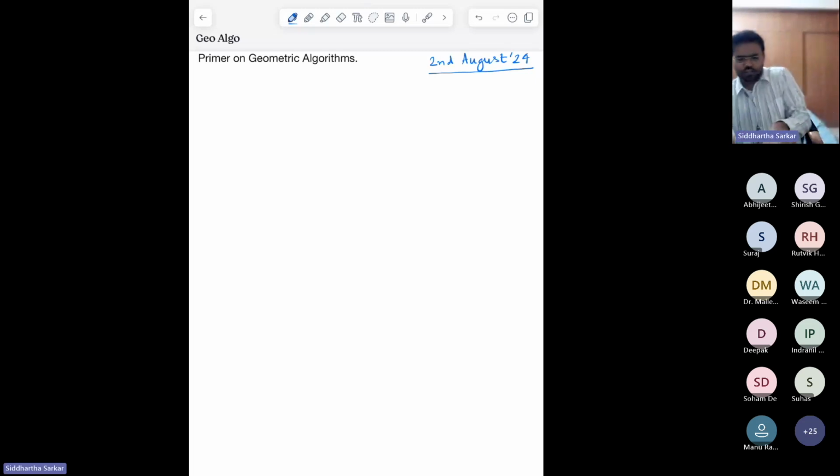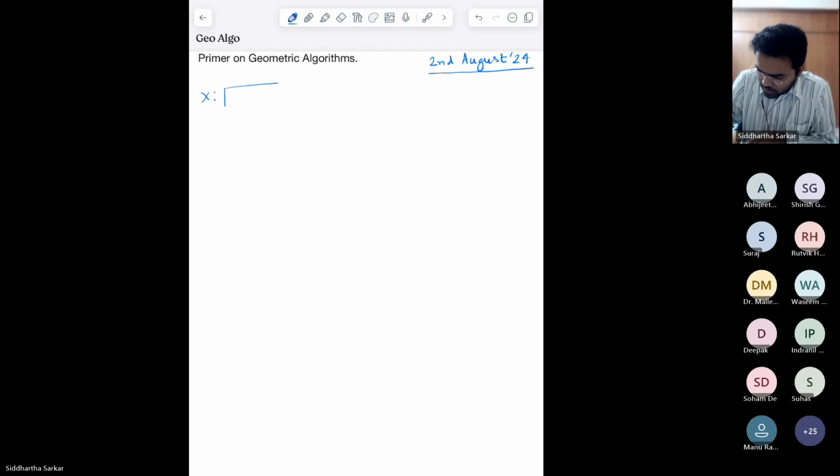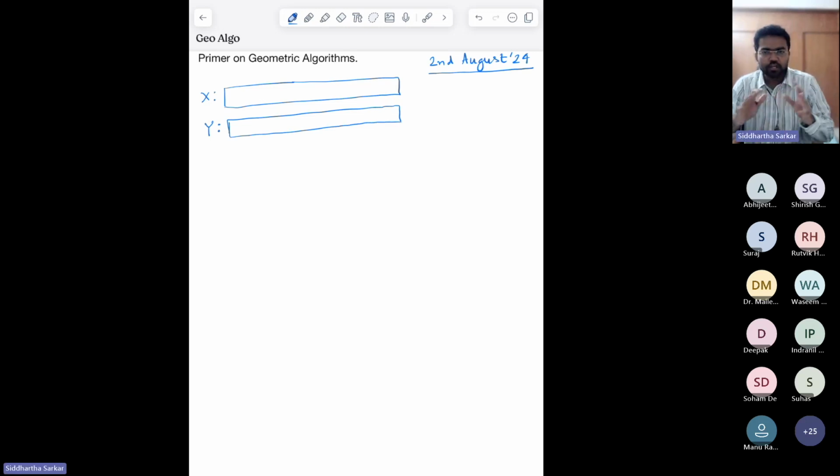So now we'll move one step forward. Now you are given two arrays. Let's call them X and Y. You have seen what is an array. They contain some numbers. The two arrays are of equal size. So the number of elements in X is equal to the number of elements in Y.